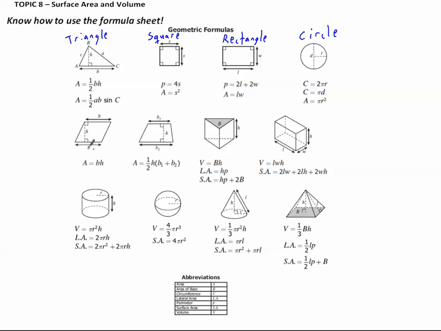Right here, you have 2 right angles, which means these sides are parallel, and if these opposite sides are the same, this is a parallelogram. Again, 2 right angles means these are parallel. These are not the same. These are not the same. This is a trapezoid.